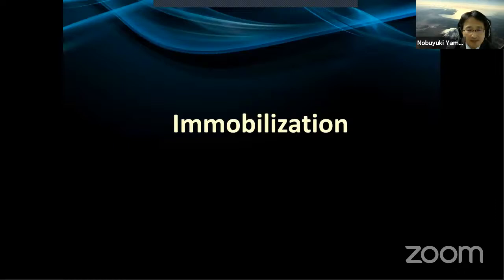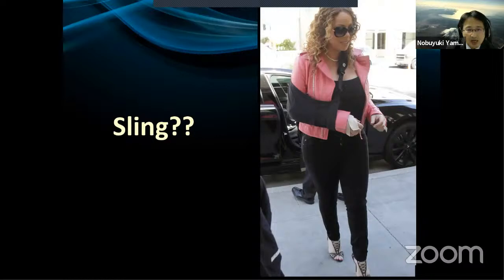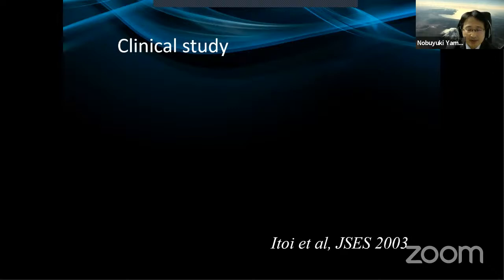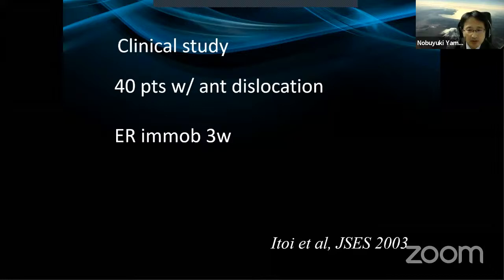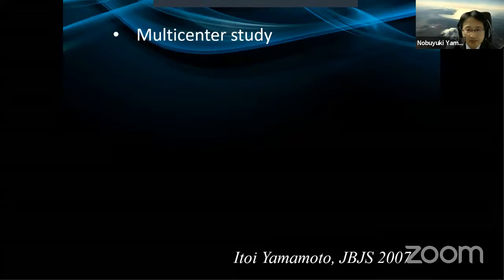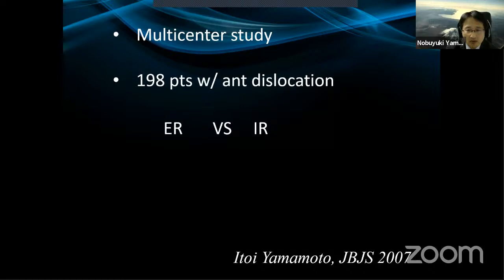How about immobilization? Do you use a sling after reduction? I prefer to use the external rotation immobilization, which was developed by my mentor, Professor Itoi. The first clinical study reported by Professor Itoi was a great shock. ER immobilization for 3 weeks was performed in 40 patients. Recurrence rate was 0%. It was amazing. Next, we performed a multi-center study. Almost 200 patients were enrolled. Recurrence rate was 26% in the ER group and 42% in the IR group.